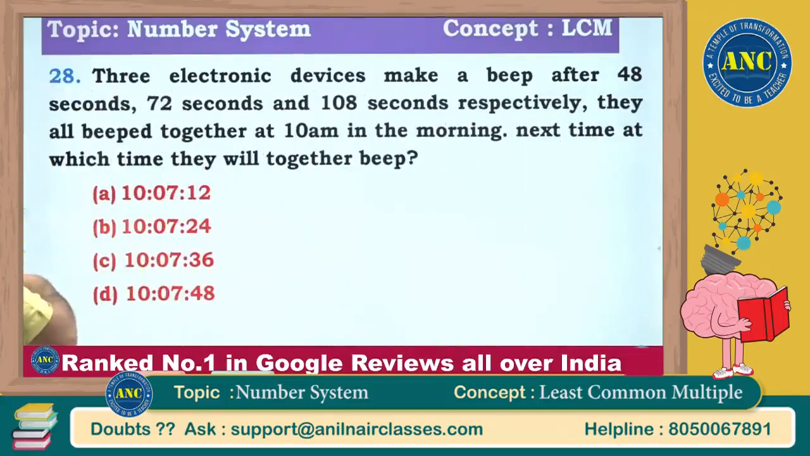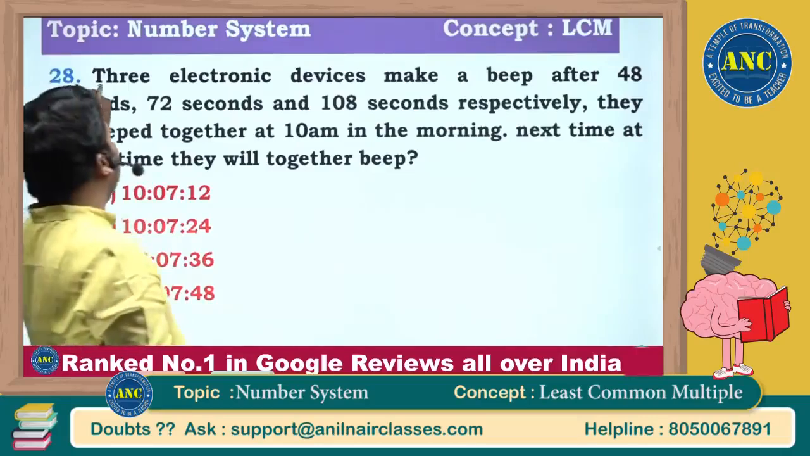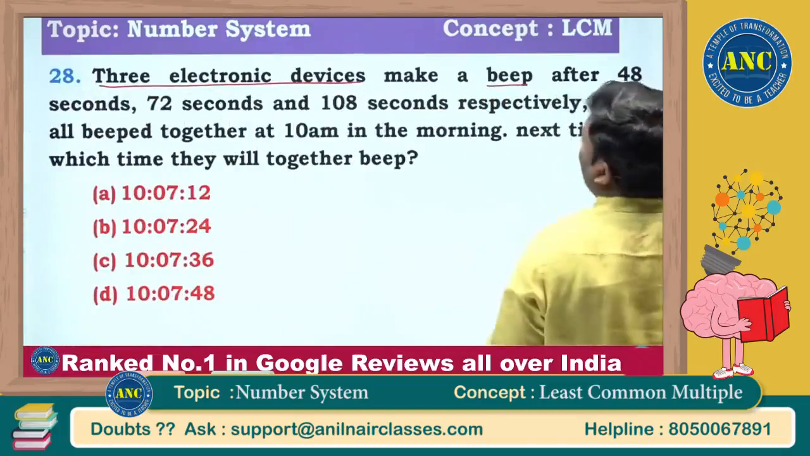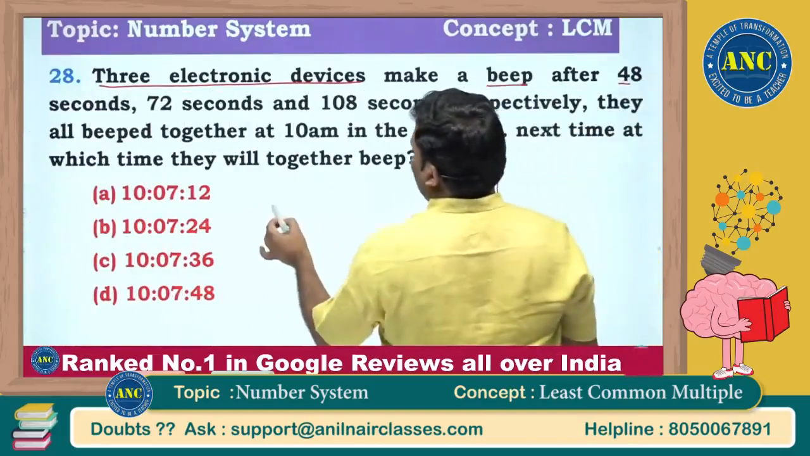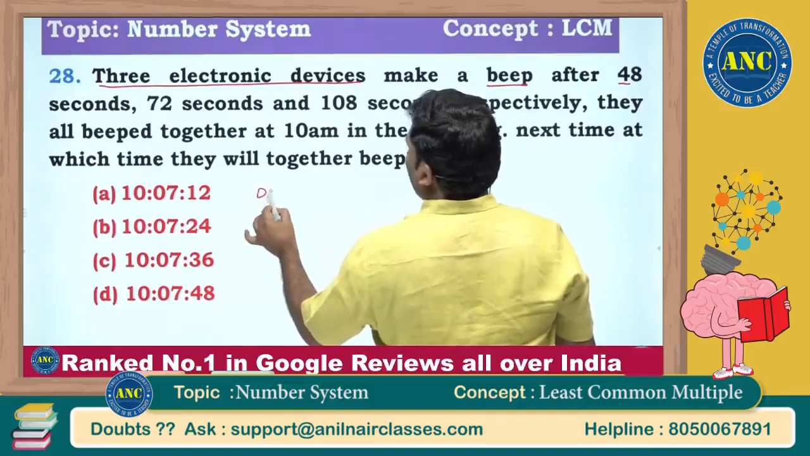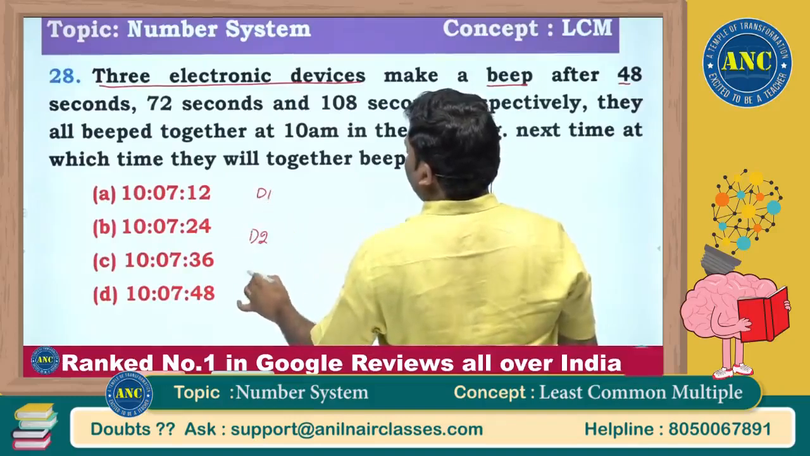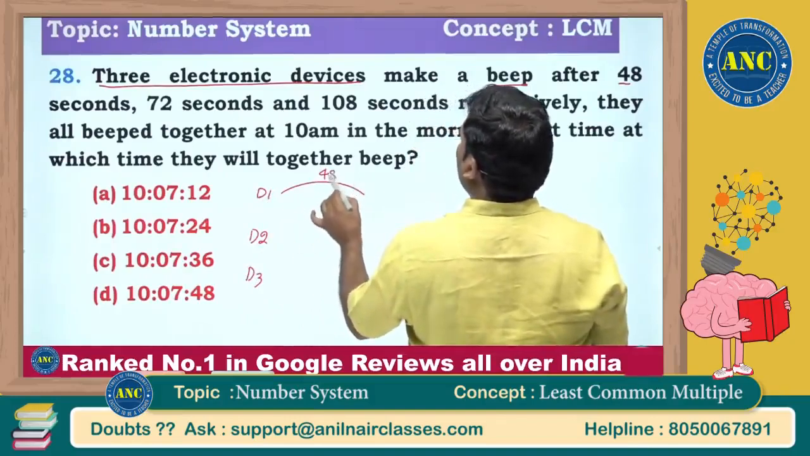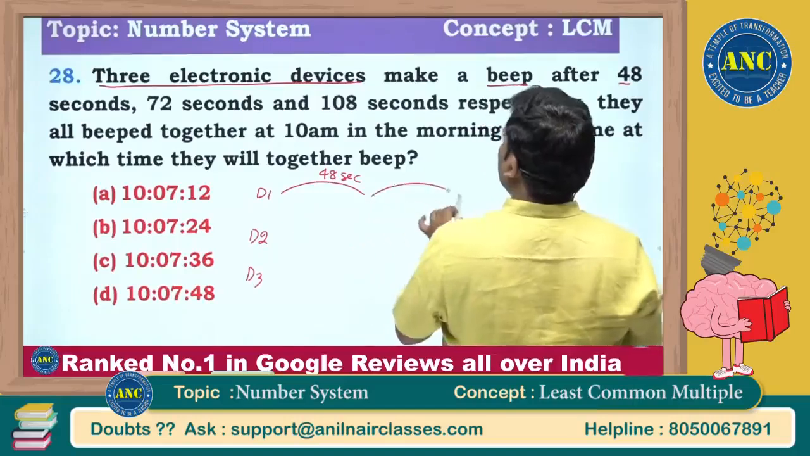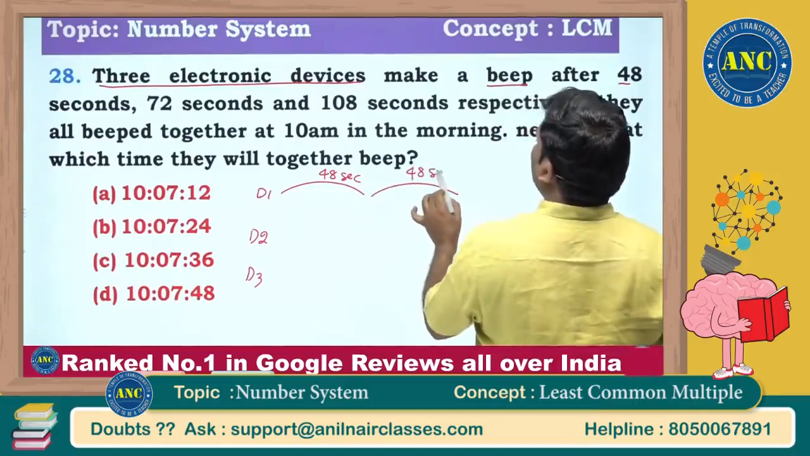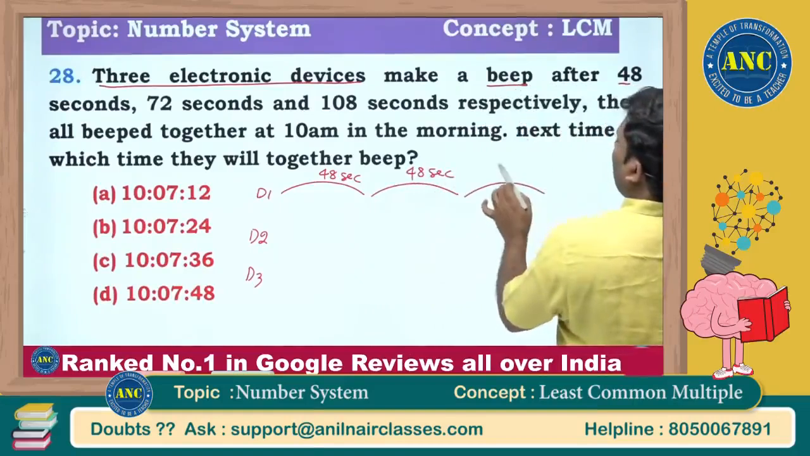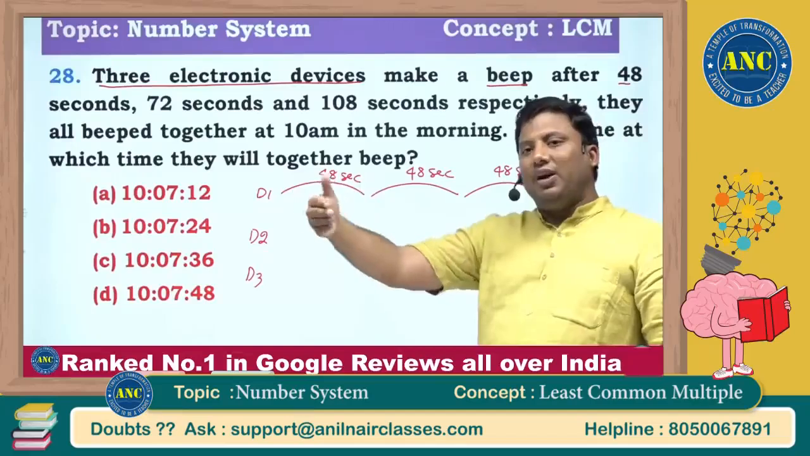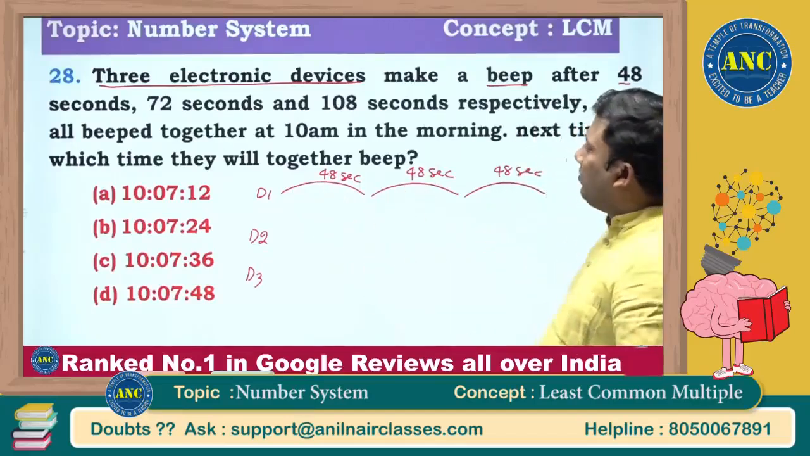Now see. There are three electronic devices that make a beep after 48 seconds. So there is a device 1, a device 2, a device 3. Device 1 makes a sound after 48 seconds. The next one makes a sound after 48 seconds, and again after 48 seconds. After every 48 seconds, there is a device which makes a sound.